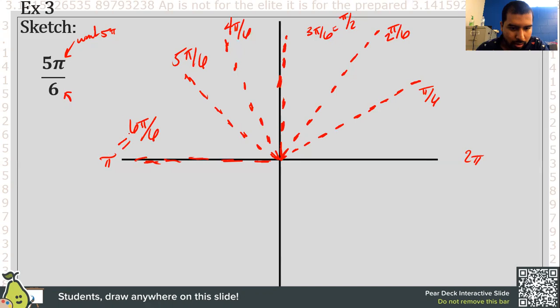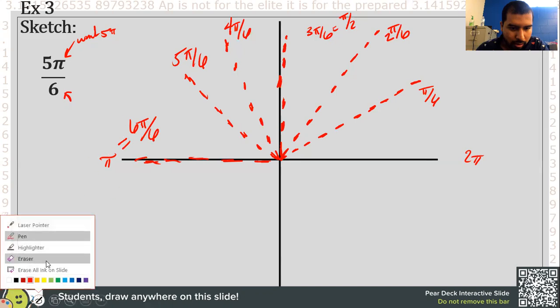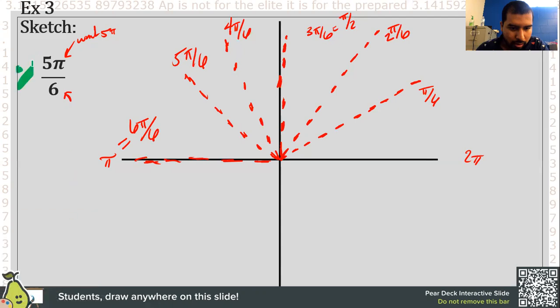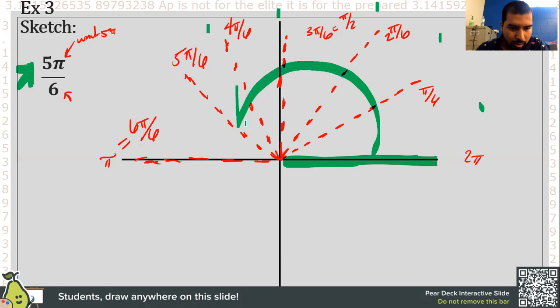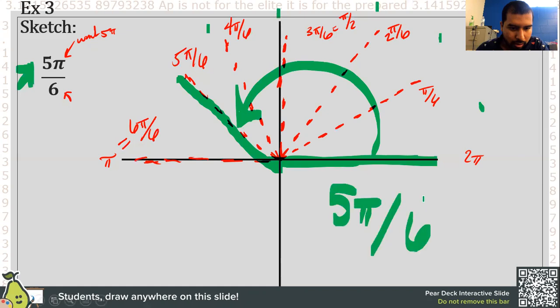So keep in mind, guys, we want 5 of these 6 slices. We always start right here on the x-axis, and we go through them: here was 1, here's another one, here's another one, here's another one, and I want 5. So from here all the way over here. Okay, we can see that this right here will be our angle of 5 pi over 6. Awesome. Hopefully it's not that bad.